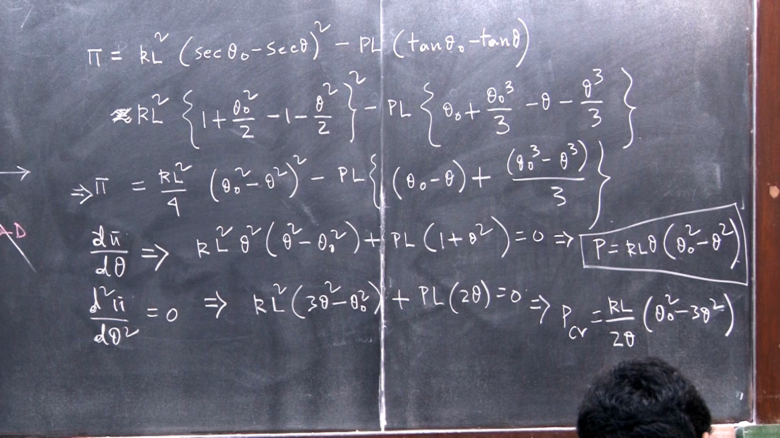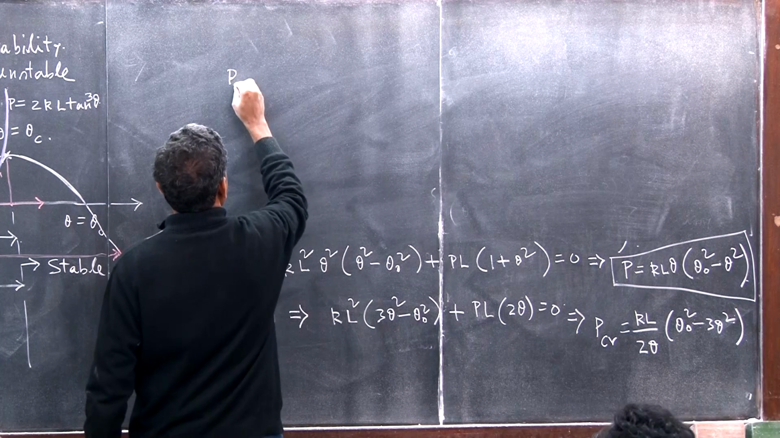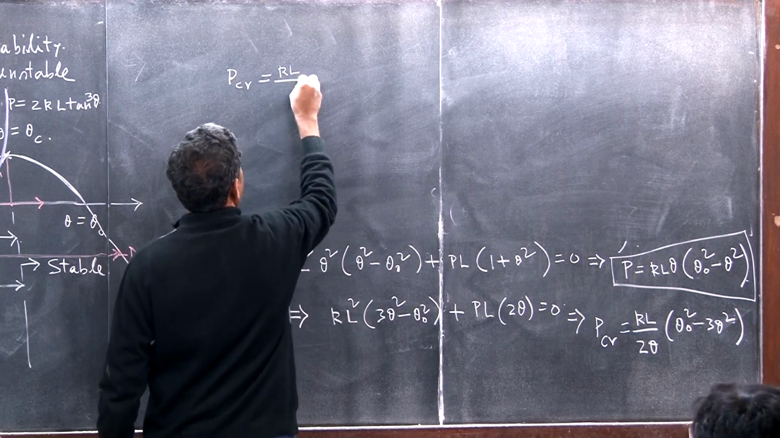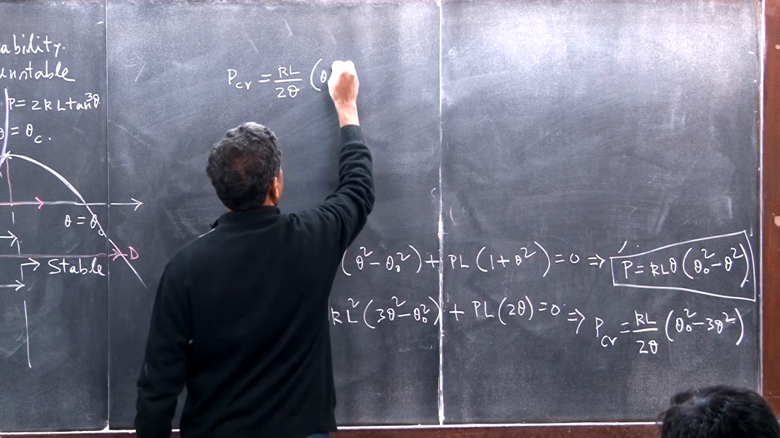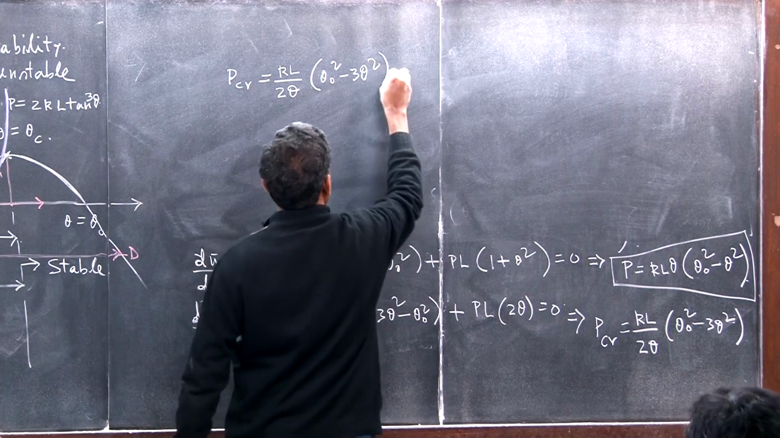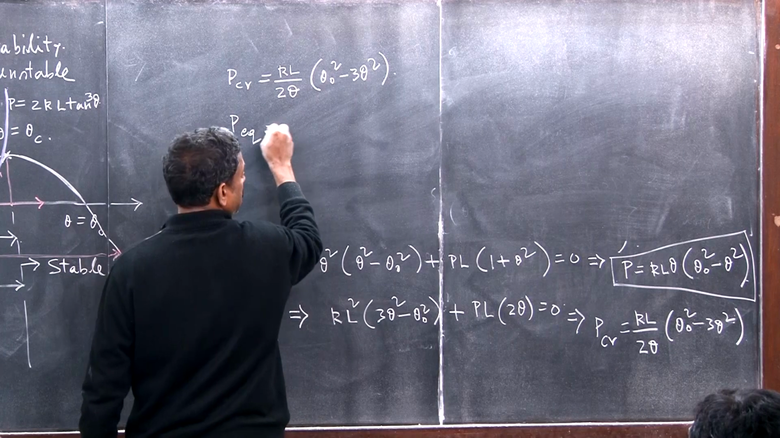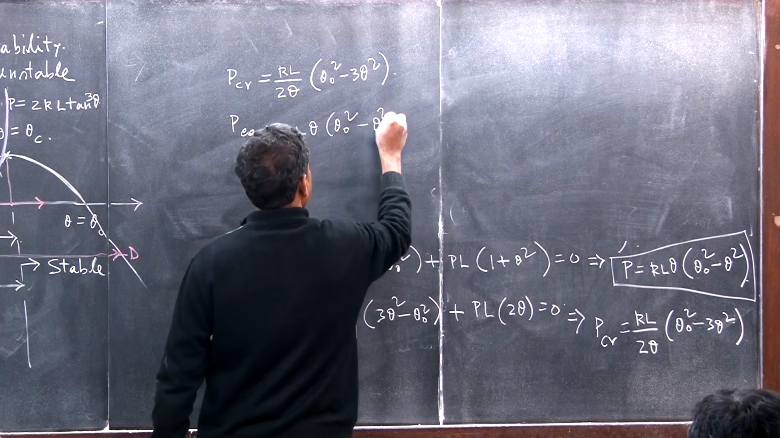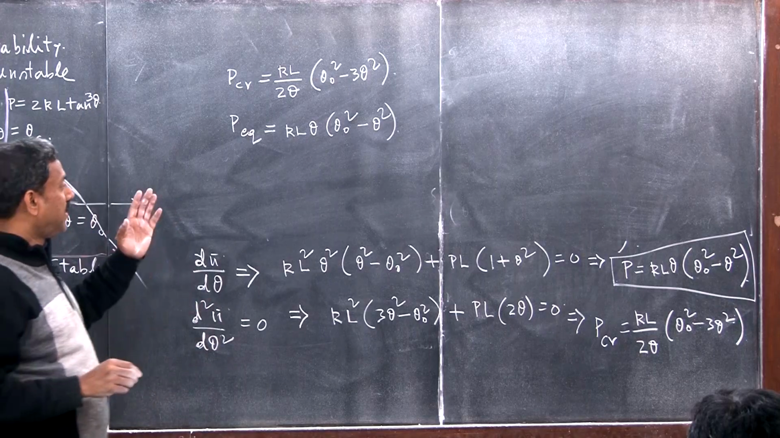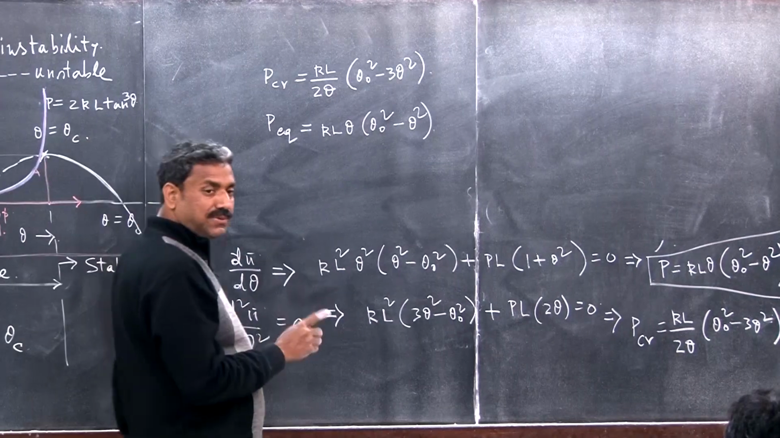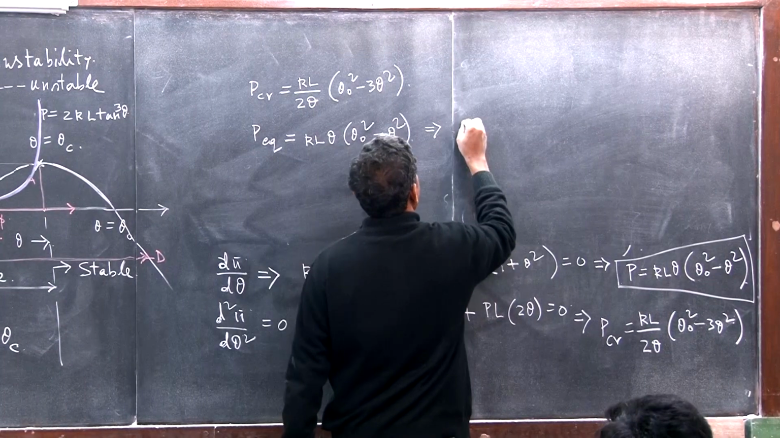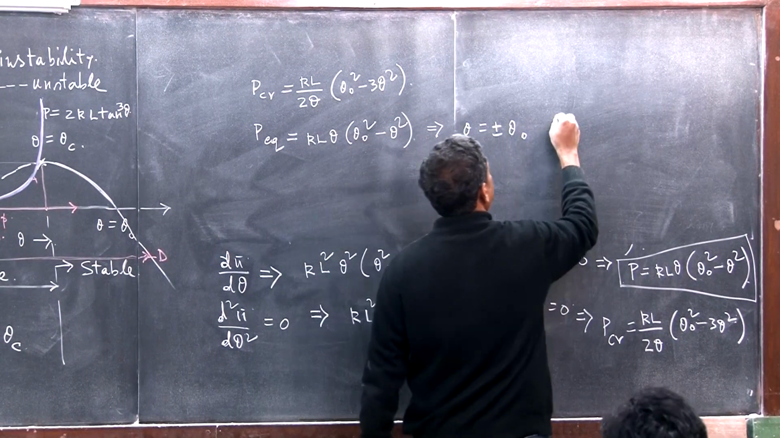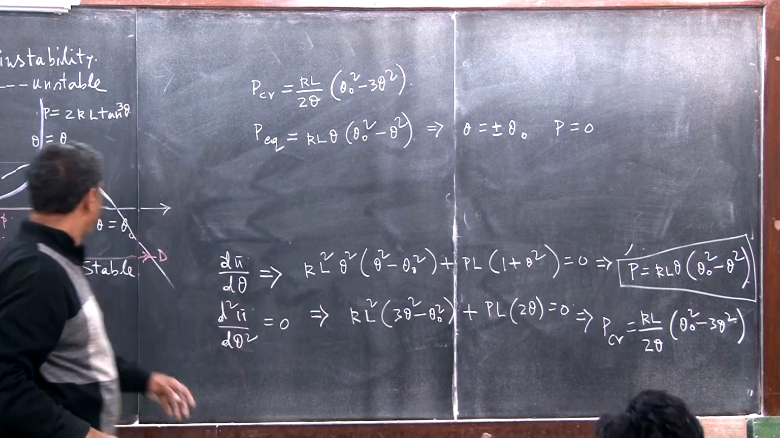I am just removing the upper part. I am just keeping these two, all of you have noted down this. What we see is that P critical is k L by 2 theta (theta 0 square minus 3 theta square), and P equilibrium path is k L (theta 0 square minus theta square). What do we understand? The equilibrium path when P is equal to 0, from there theta is equal to plus minus theta 0, P is equal to 0. Is that correct? Yes, that is correct.